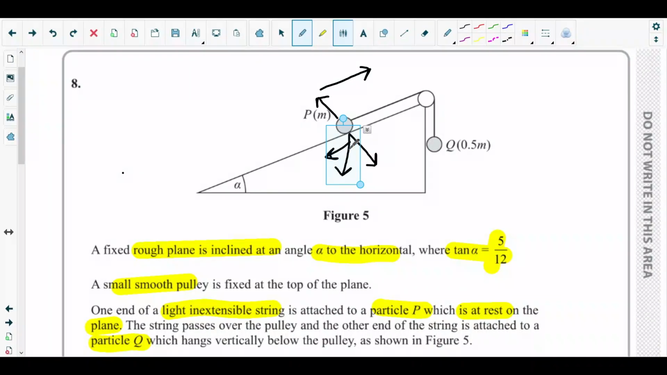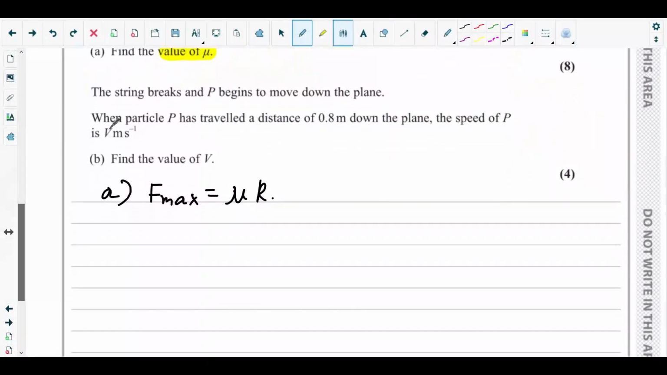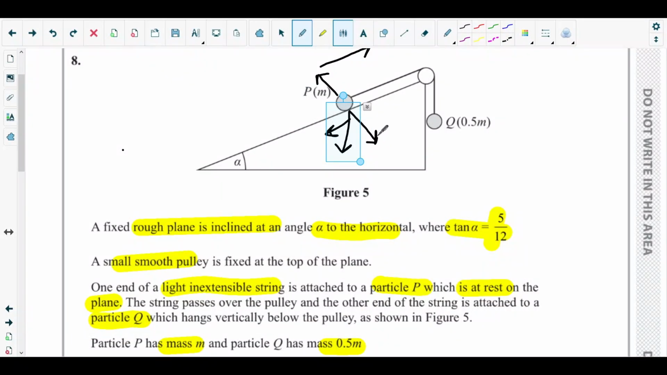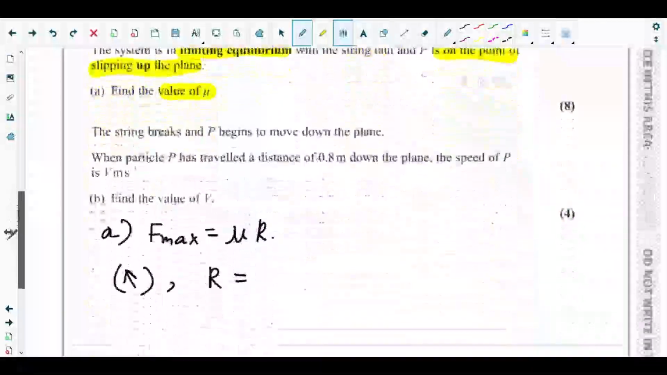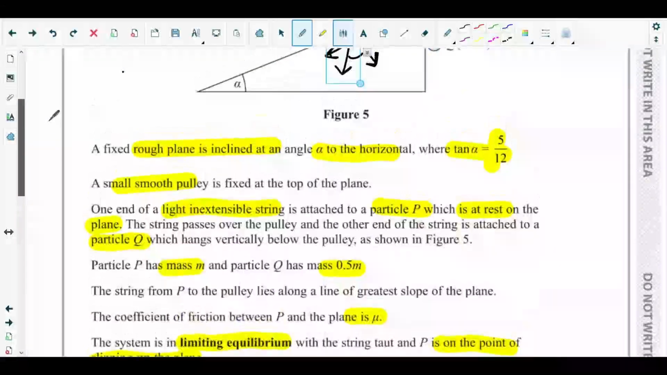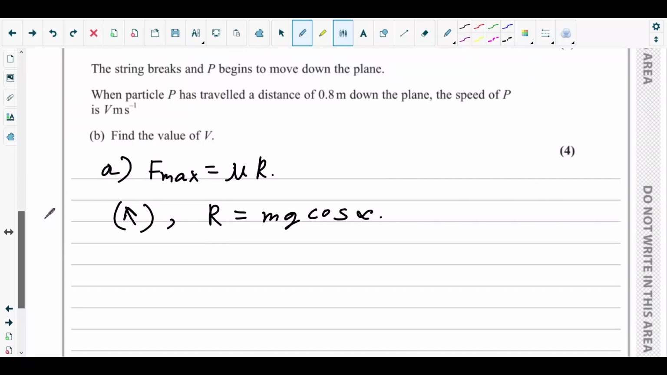At first we will consider the forces perpendicular to the plane. In this direction, the normal contact force R equals the component of weight perpendicular to the plane, that I have shown you just now. This is mg cos alpha, right? Tan alpha is given as 5 over 12, so how much would cos alpha be?